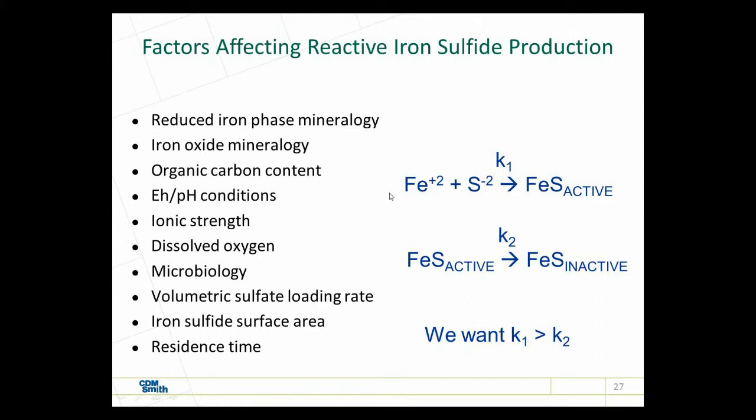So that's good. But at the same time, we have continuous deactivation of these minerals, with rate constant K2. This can occur through oxidation of the mineral surfaces, either when it reacts with TCE, for example, or maybe reacts with dissolved oxygen. It can also occur by crystal growth and loss of surface area. Bottom line is we want K1 greater than K2, and we need to optimize these different factors in order to achieve this. But first we have to find out which factors are the most important.